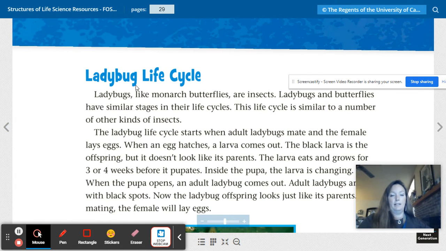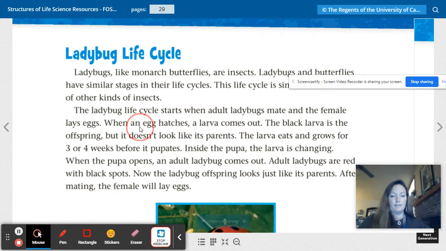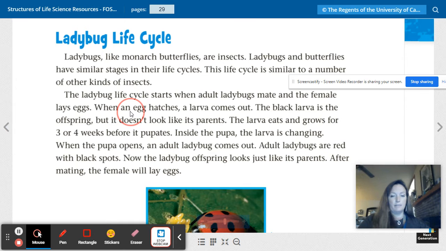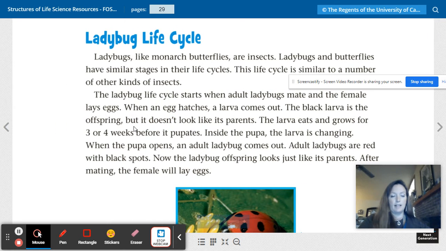Ladybug life cycle. Ladybugs, like monarch butterflies, are insects. Ladybugs and butterflies have similar stages in their life cycles. This life cycle is similar to a number of other kinds of insects. The ladybug life cycle starts when adult ladybugs meet and the female lays eggs. When an egg hatches, a larva comes out.